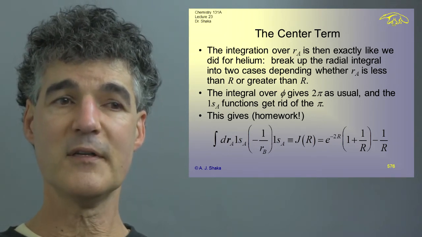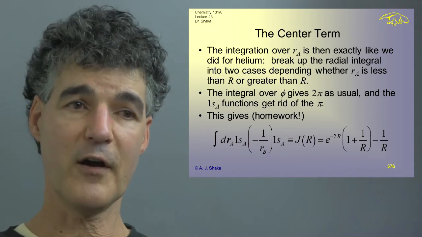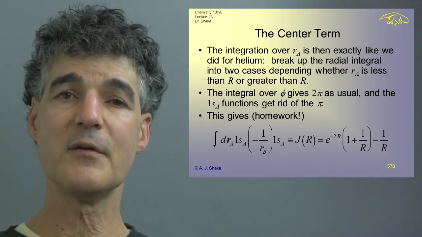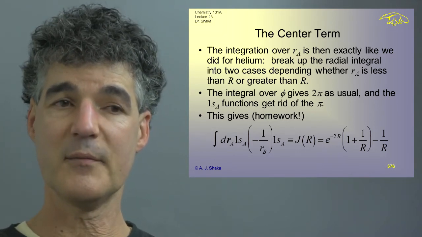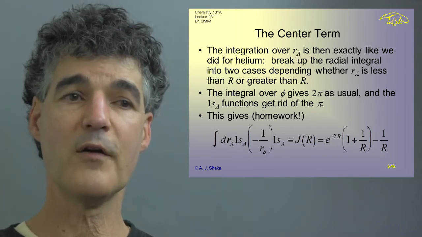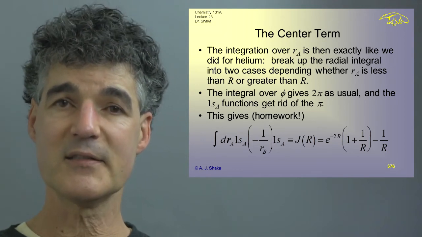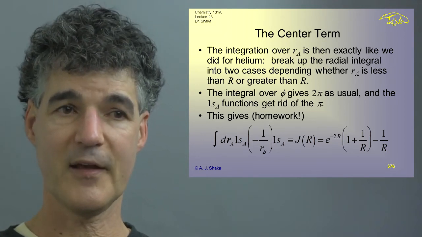And this integral is called J of R, the Coulomb integral, and it's equal to e to the minus 2R, big R, times quantity 1 plus 1 over big R minus 1 over R. That's what we get.